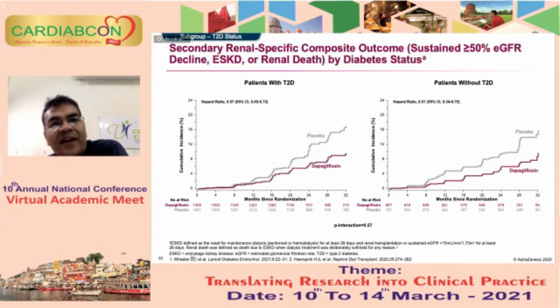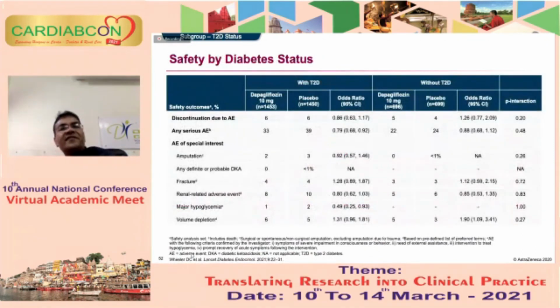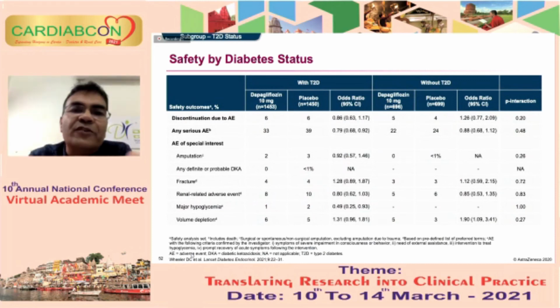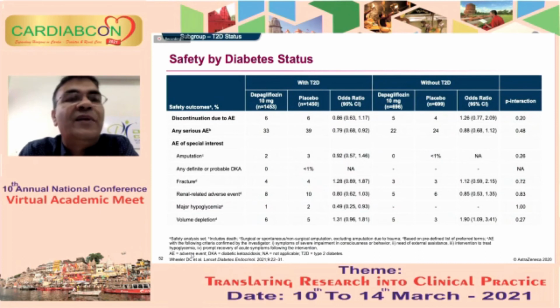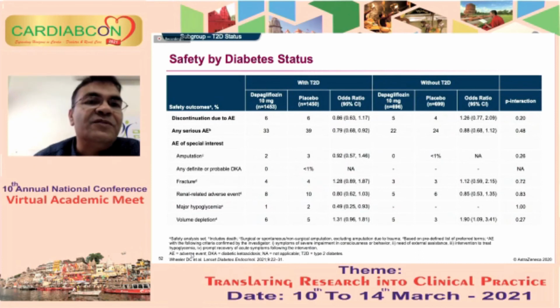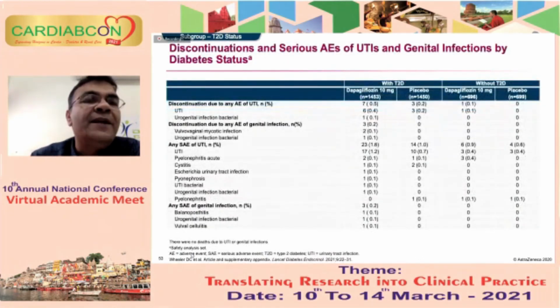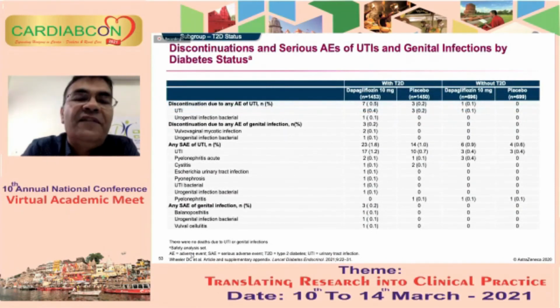The secondary renal outcome, if you just compare patient with type 2 diabetes and patient without type 2 diabetes, again, it is the same as far as safety analysis is concerned. Diabetes status has not changed any safety benefit. So the benefit was there in both the arms, whether they were in placebo, whether they were in DAPA. There were no serious adverse events, and both the arms were having almost similar adverse events. Either they were diabetic on placebo, or non-diabetic with placebo, there was no significant difference as far as adverse events are concerned.